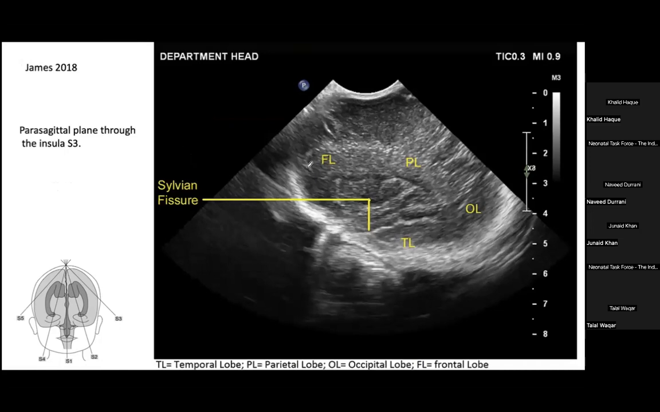And if you go further away, you will find this, the Sylvian fissure we will still appreciate here. And you will find the frontal lobe, parietal lobe, occipital lobe, and the temporal lobe. This view is also important to look for the parietal structures and the cystic periventricular leukomalacia in the deep cortex.